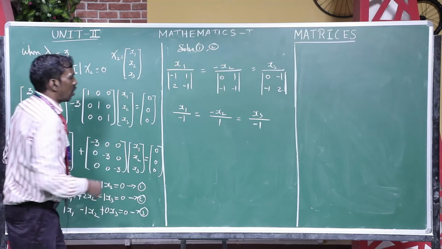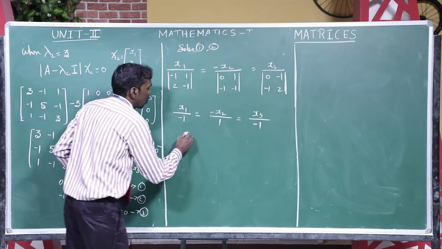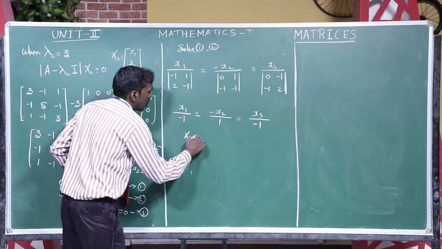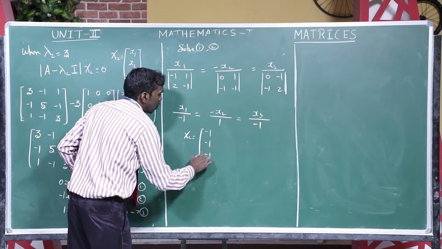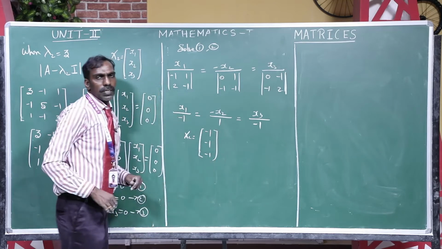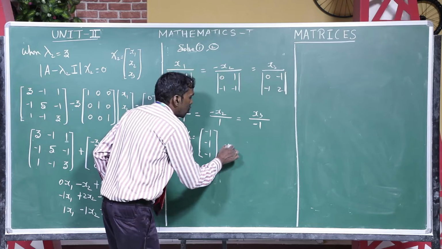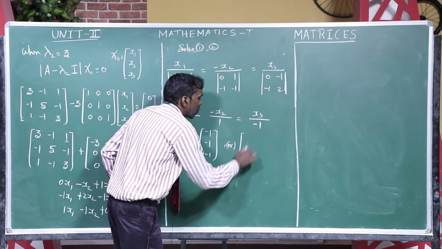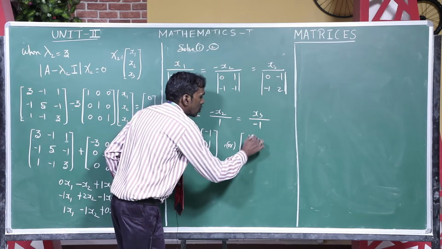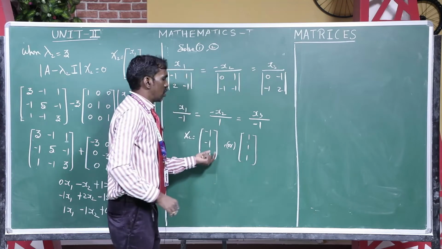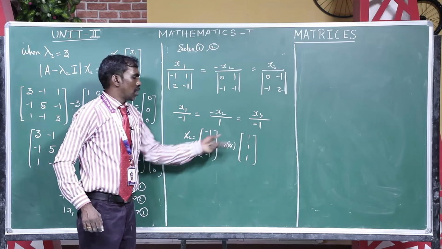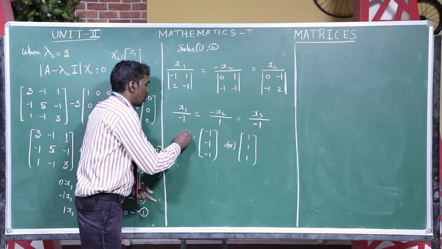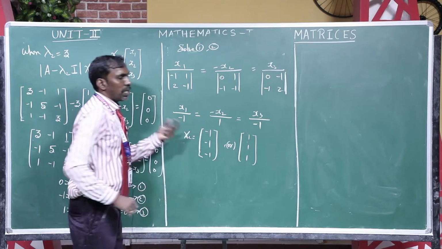So we got the values: minus 1, minus 1, minus 1. So what about our x2 vector here? Minus 1, minus 1, minus 1. Or else I can divide by the minus sign, so you get 1, 1, 1. So this is our x2. You can take any vector, this or this, both will be the same. I can divide by minus 1 here. This is our x2 vector. So we found the x2 vector.